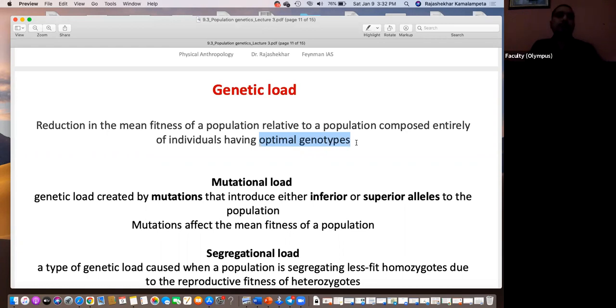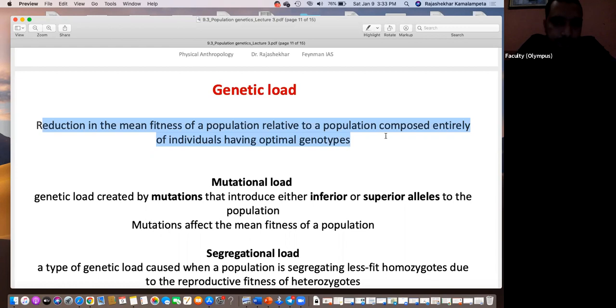Okay, are you able to understand this statement now? Reduction in the mean fitness or average fitness of a population relative to a population composed entirely of individuals having optimal genotypes. So compared to the optimal genotype, any change that has a negative impact on that population is known as genetic load. Okay, any difficulty in following this?